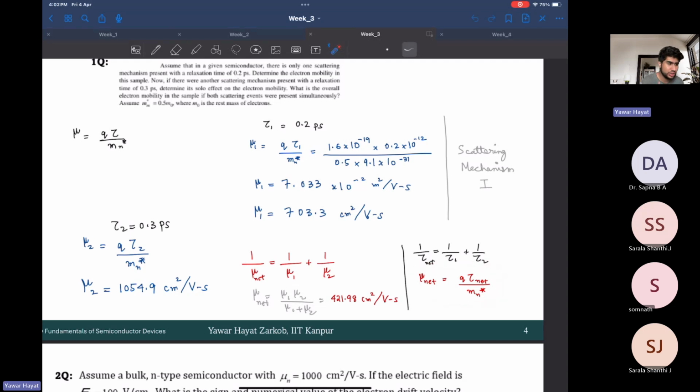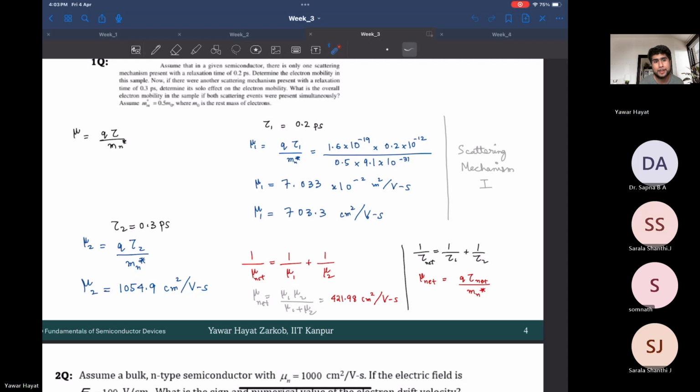Is it fine? Also, I used one thing here. I had to assume mn star is 0.5 times m naught. That is what I had used here and here. m naught is your rest mass. You need to remember this constant as well. The rest mass of an electron is 9.1 into 10 to the power minus 31 kg. This is something that you're supposed to know, so do memorize this constant as well.